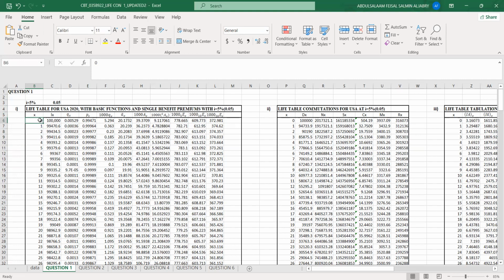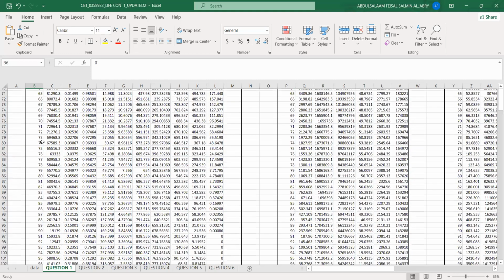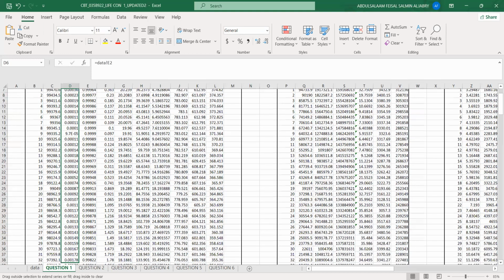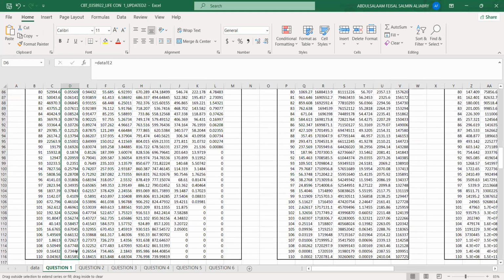For the x value, my age is from 0 up to 110. For the lx, I assumed this value, which is 100,000 for the initial population. The qx are basically the death rates, which I got from the USA data here. I just entered the data with an exclamation mark, which is like I just copied and pasted the death rates from this data sheet. After getting it, I just dragged all the way down to 110 to get the death rates for every age.